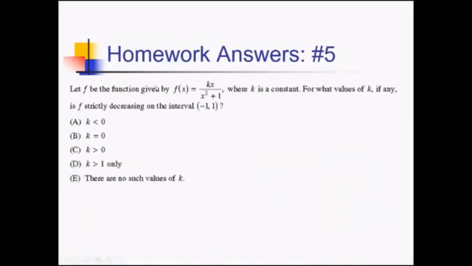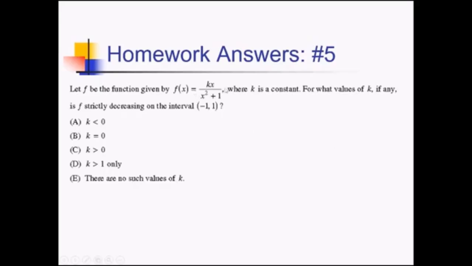On this problem, we're given this f function, kx over x squared plus 1, where k is a constant. We want to know what k values make f strictly decreasing on the interval from -1 to 1. So if I'm talking about increasing or decreasing, I need to know a little bit about f prime, the derivative of this f function, specifically where f prime is positive or negative.